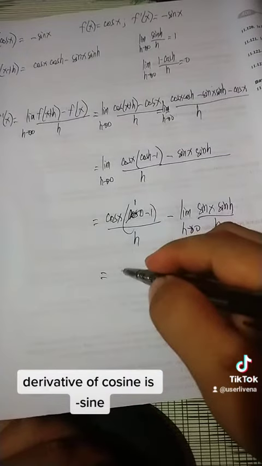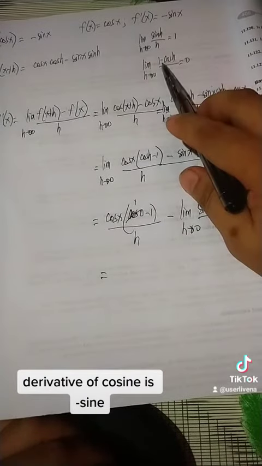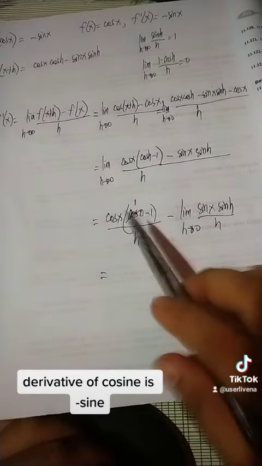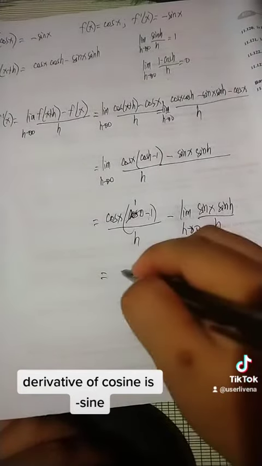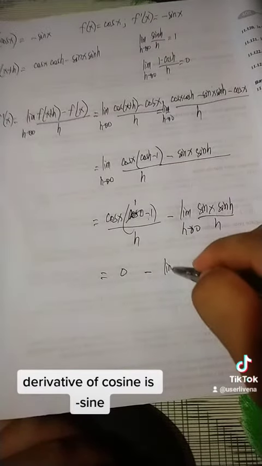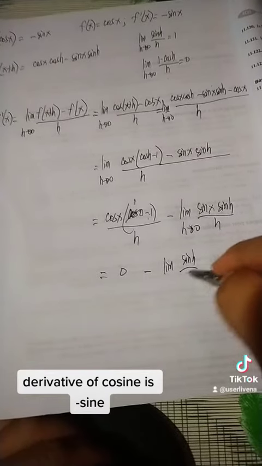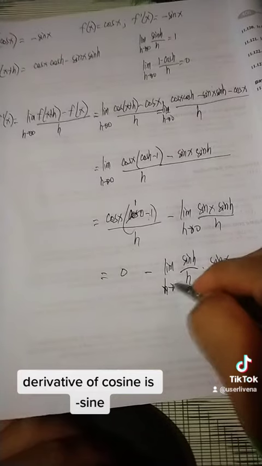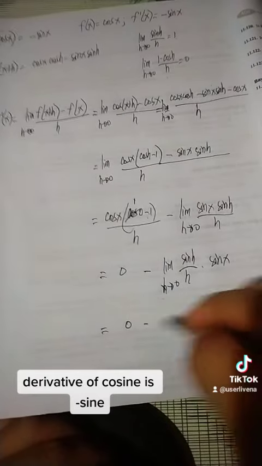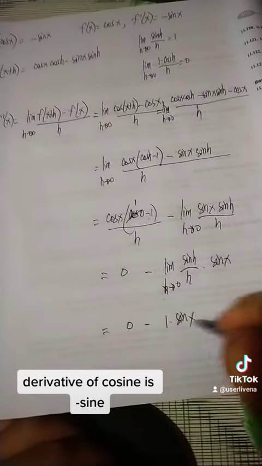We know that this one is equal to 1. 1 minus 1 is 0 times cosine x, or we can have the negative of 1 minus cosine h all over h, which equals 0, and 0 times cosine x is equal to 0. Minus this one, which is equivalent to the limit of sine h over h times sine x as h goes to 0. By the transcendental limit, this is equal to 1. So therefore, this is 0 minus 1 times sine x, and that is equal to negative sine of x.